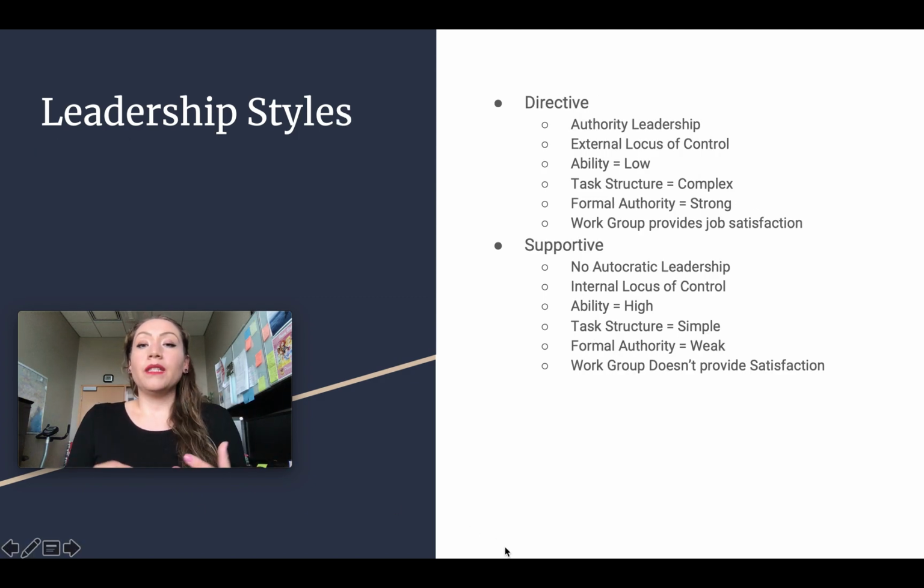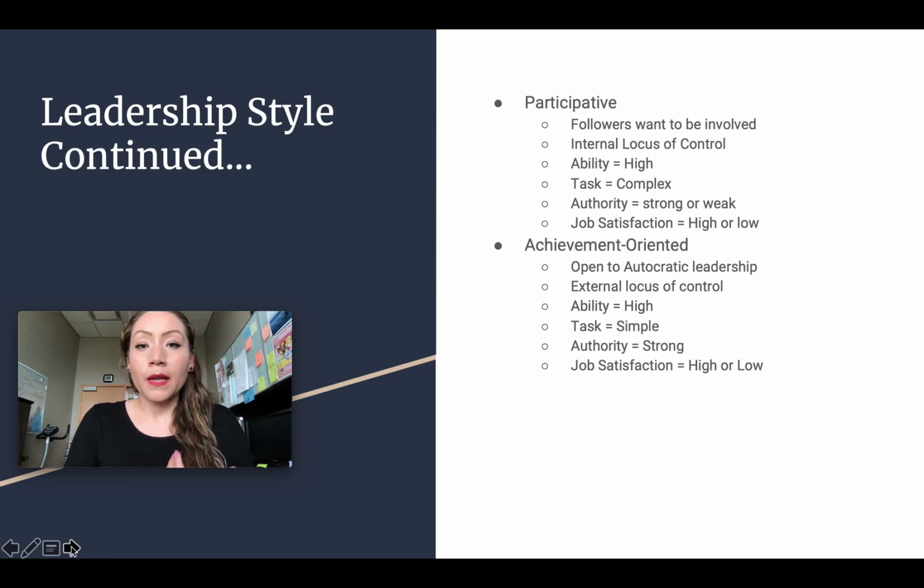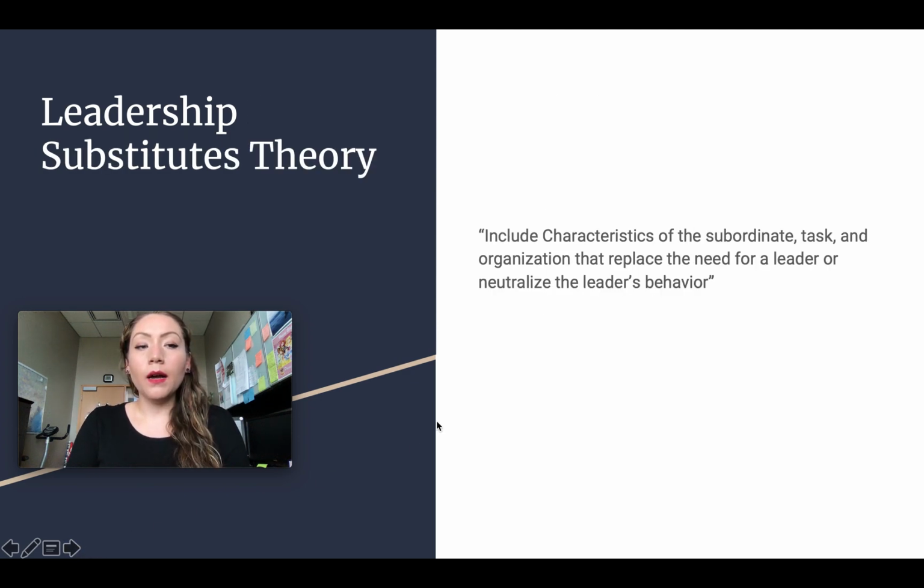Directive basically means direct orders. The leader has authority, and the followers will do what the leader says. With supportive, the leader will be there to support them in whatever they need. With participative, they all work together to reach the goal. And the achievement oriented are those who are open to autocratic leadership. It can go either way in terms of the ability and the task, as well as job satisfaction. Achievement oriented tries to achieve a goal. So that was it for the path-goal theory.